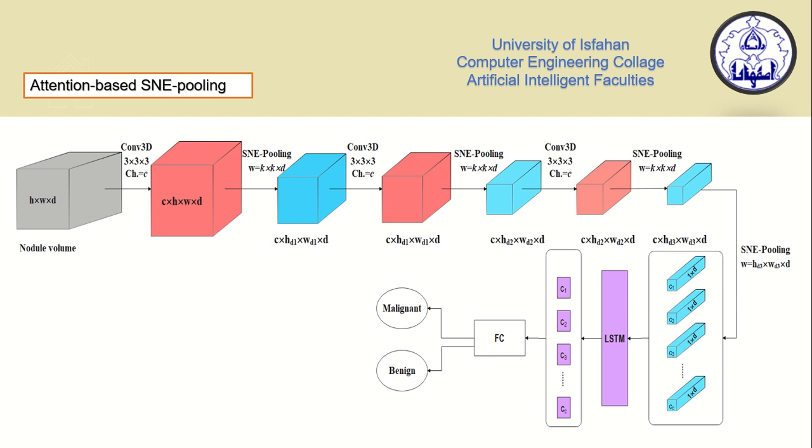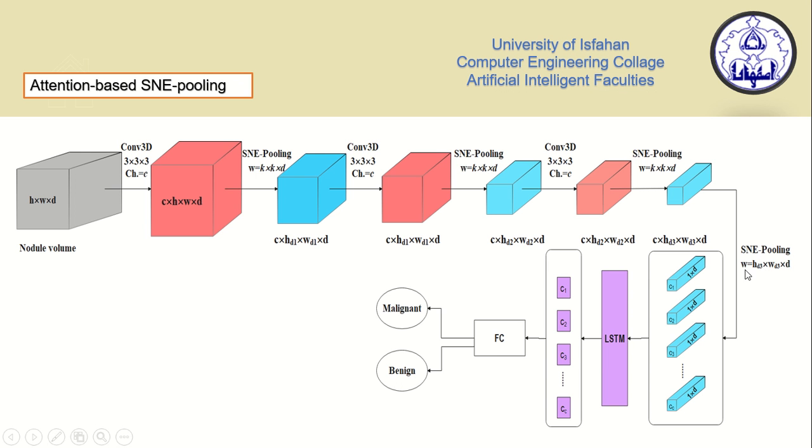Between each 3D convolution layer, we can add our snip pooling to consider the spatial attention between the nodule volume slices. So we'll have firstly a 3D convolution layer, then a snip pooling layer. We can see here the volume space is the same for the first snip pooling, the second, the third, and the last snip pooling, which is here.